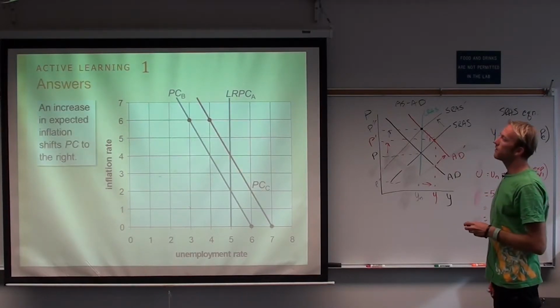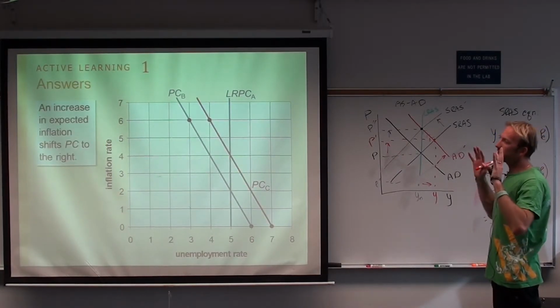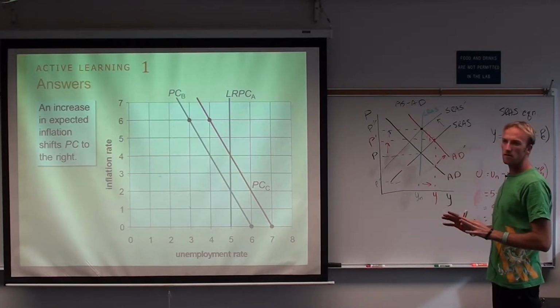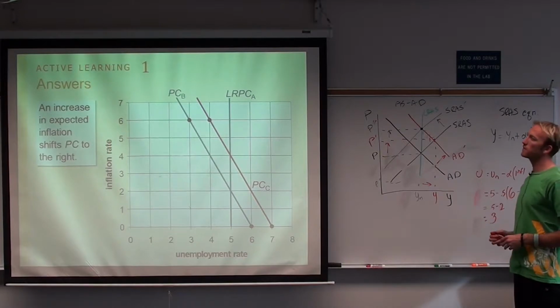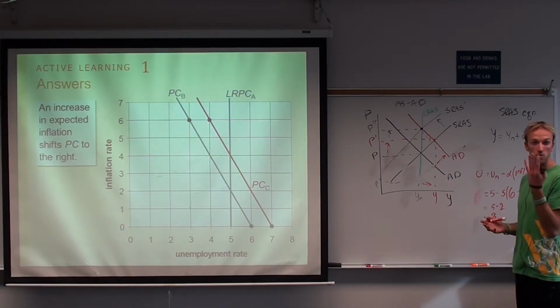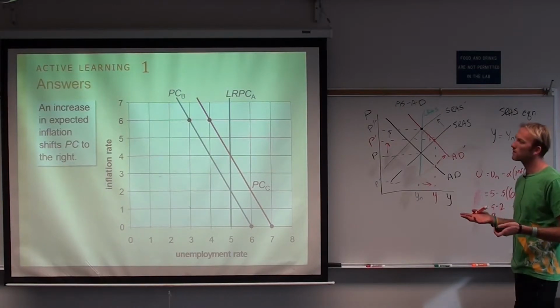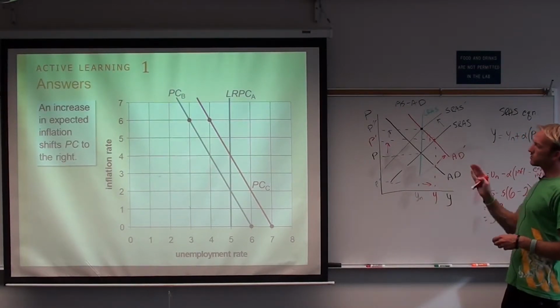Okay, now what happens if we increase the expected inflation? Well, when I increase the expected inflation, it just shifts the Phillips curve to the right. The increase in expected inflation was just 2%, so it's going to move it to the right.